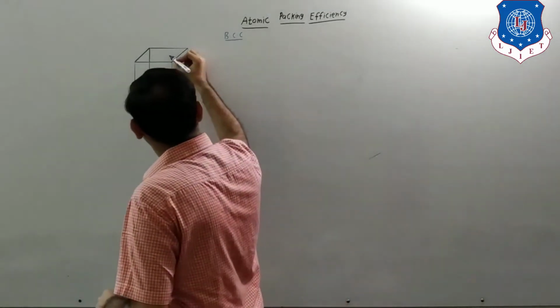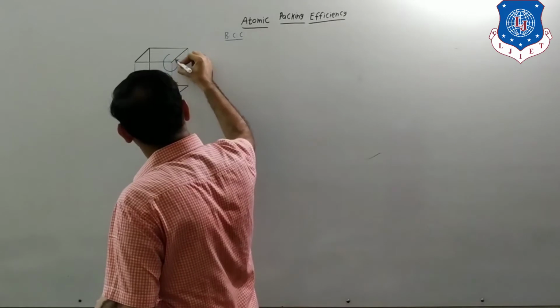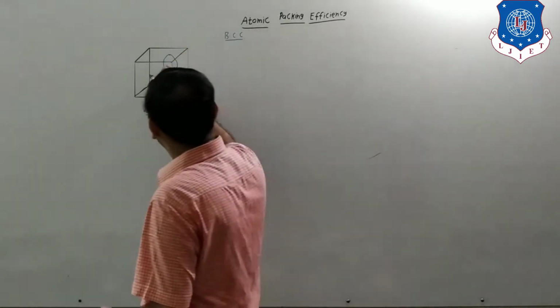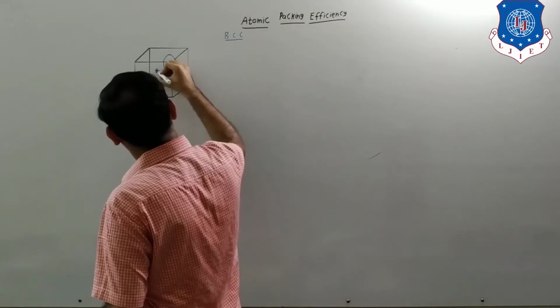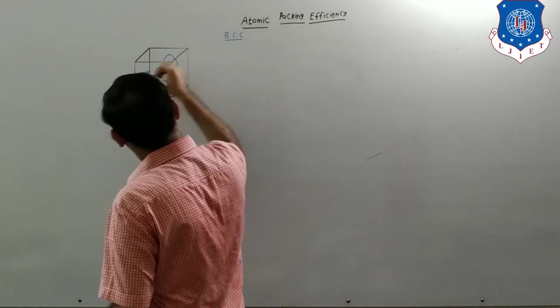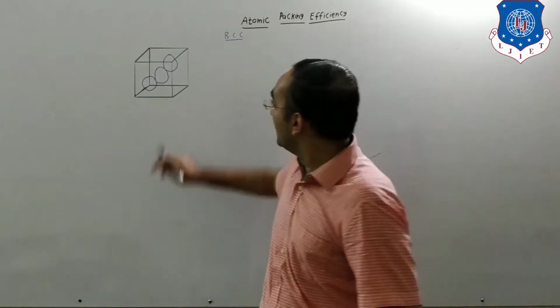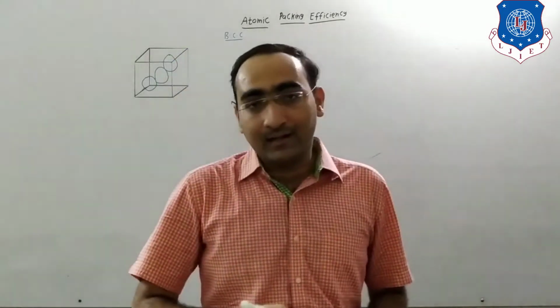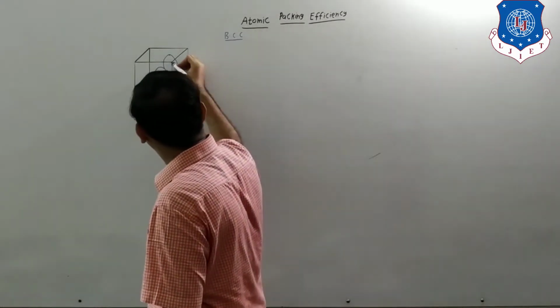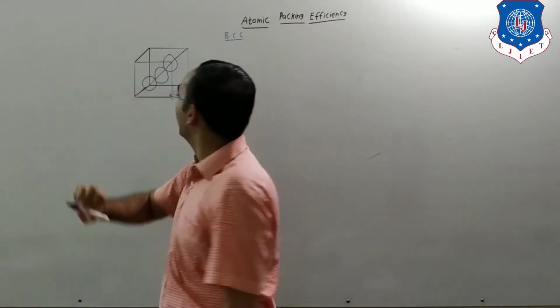So the one circle will be over here, it is at a corner. The second one will also be located at this corner, and the third one we will be taking over here, the center atom. So 2 corner atoms and 1 center atom we are taking. And let us take one diagonal line over here.